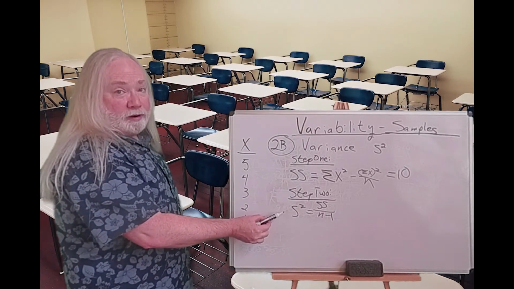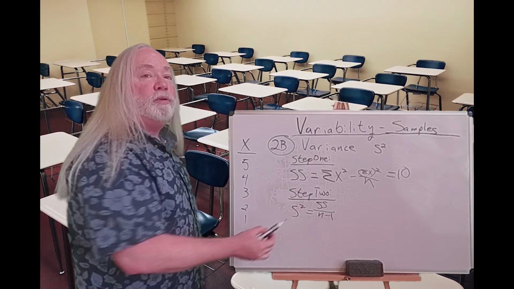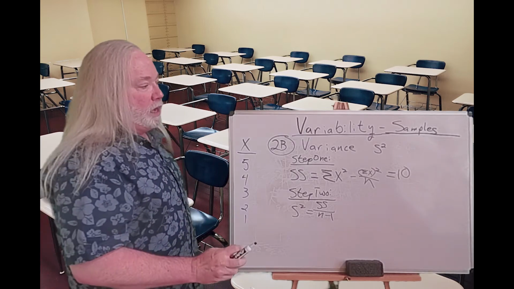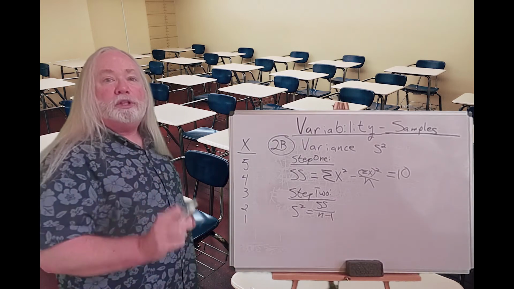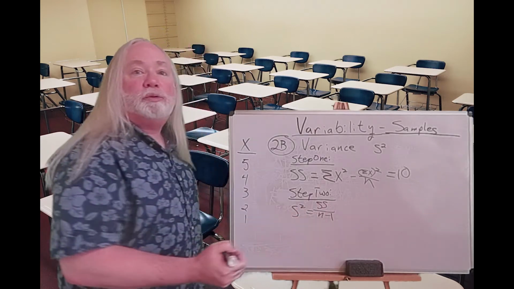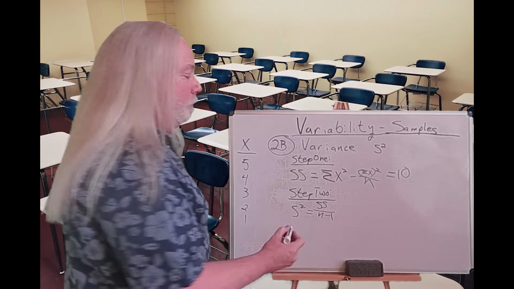So sample variance is sum of squares divided by the number of raw scores in the sample minus 1. We're not going to take the full number. We're going to reduce it by 1. This idea of n minus 1, number of scores minus 1, is called degrees of freedom.